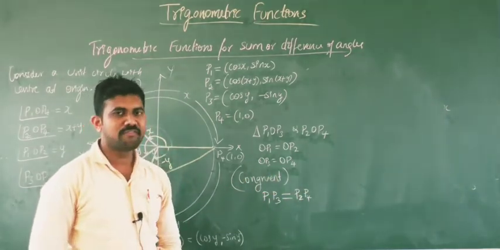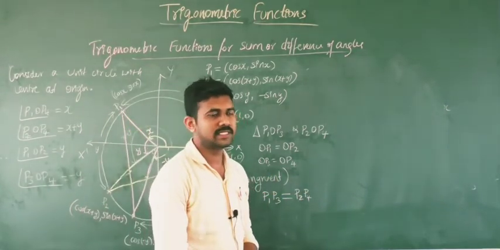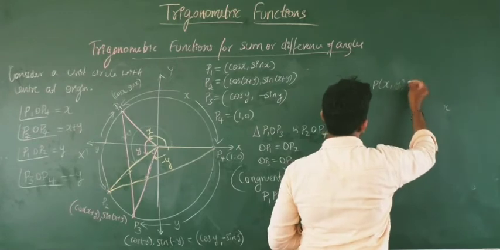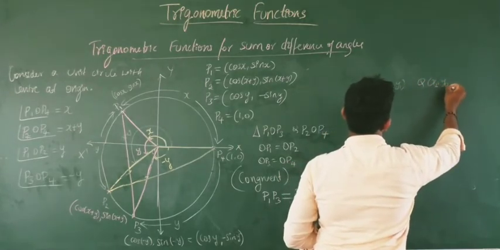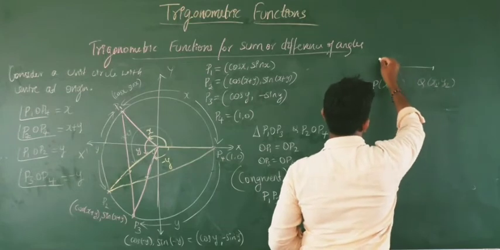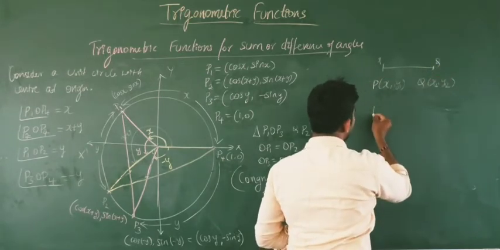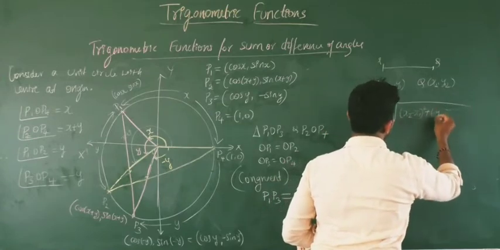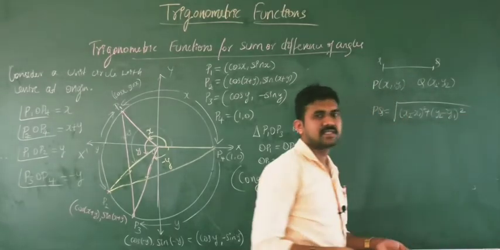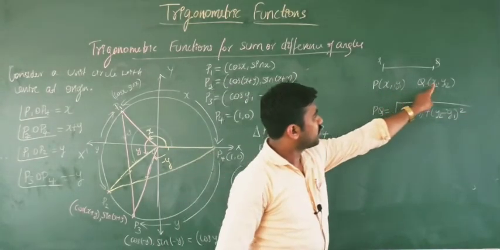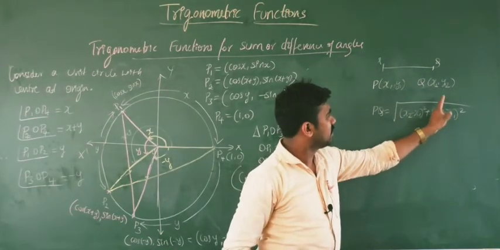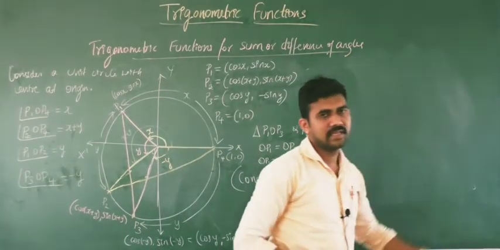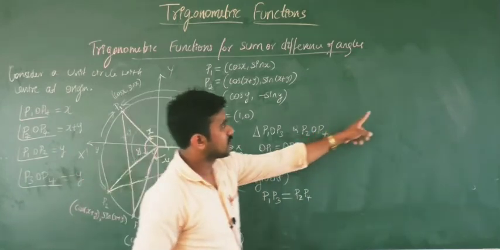You know how to find the distance or length from 2 points. If you consider 2 points in general, P of x1 comma y1 and Q of x2 comma y2, to find the distance between these two end points of a line, we can use the formula square root of x2 minus x1 whole square plus y2 minus y1 whole square. This formula you already studied in your high school classes. The same formula you can use here to find the length.